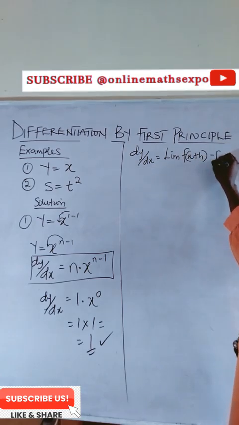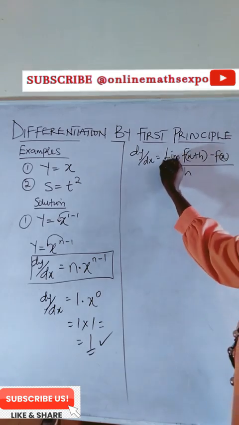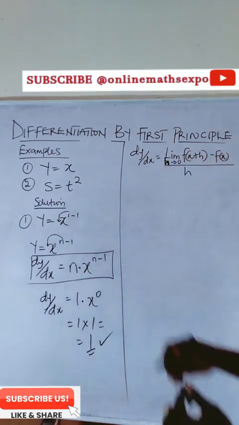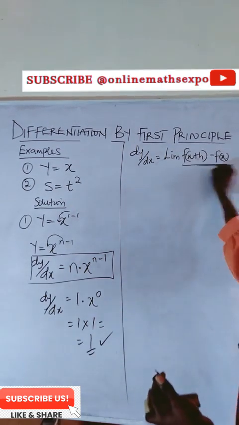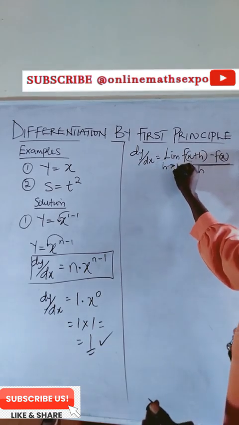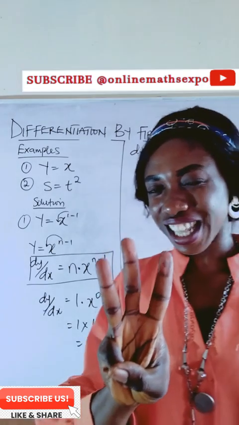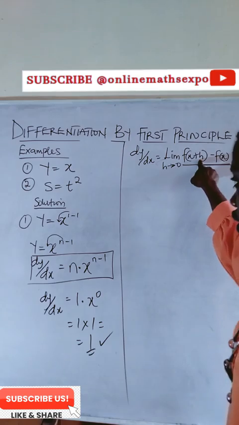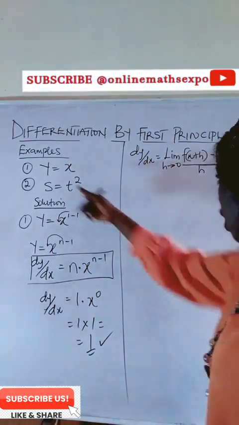the limit of f(x + h) minus f(x) all over h as h tends to 0. This is what we have in our definition. So what this means is that we are going to obey just 3 steps. The first is to add the change to each of these variables.